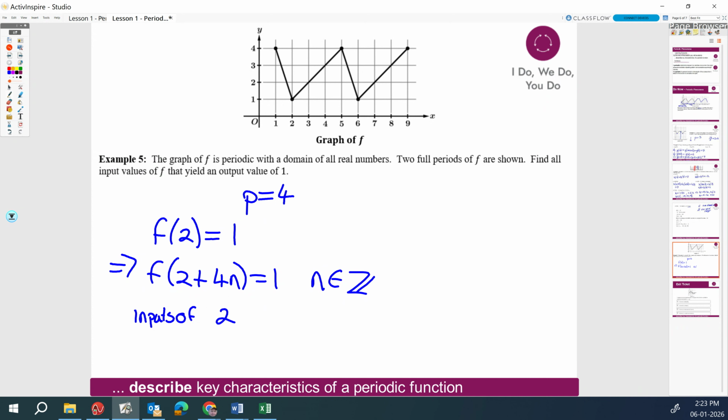So all our input values of 2 plus 4n, where n is an integer, will yield an output of 1.